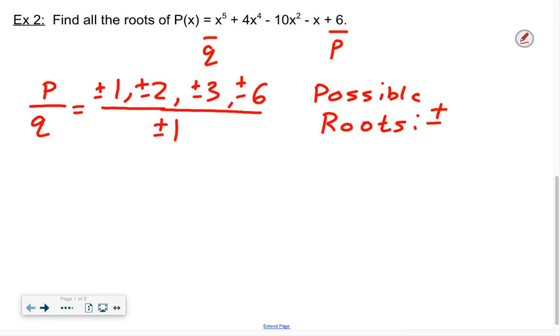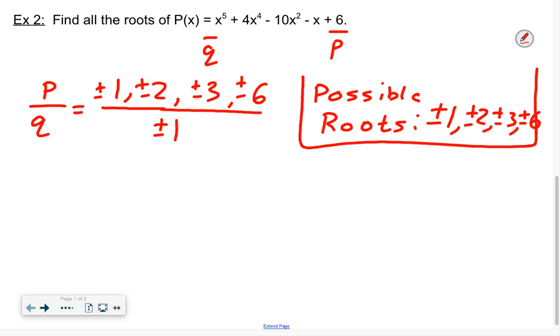Which include plus or minus 1, plus or minus 2, plus or minus 3, and plus or minus 6. It is now between you and your elbow partner, or a small group, whoever you want to work with, to determine what the roots are going to be. At this point in the video, you can fast forward to find out what the roots are actually going to be once you figure them out on your own.